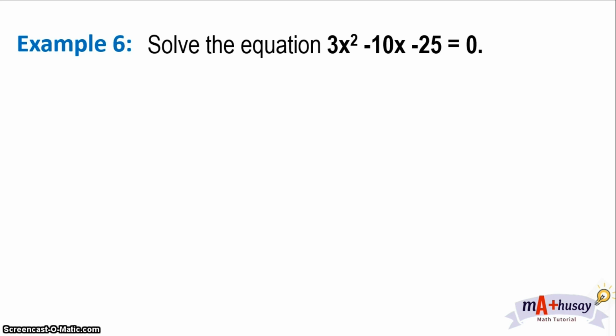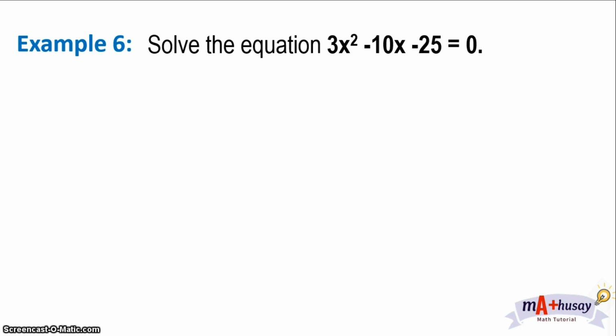Example number 6. Solve the equation 3x squared minus 10x minus 25 equals 0. In this example, a is greater than 1. So, you cannot also reduce the given equation dahil si 10 at si negative 25 are not divisible by 3. So, we will be using reverse FOIL method and do some trial and error.